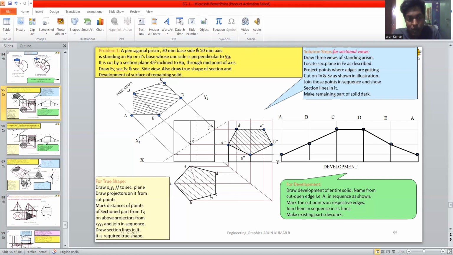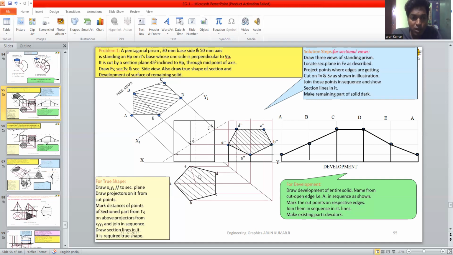Another very important given data is that it is cut by a section plane 45 degrees inclined to HP. That inclination to HP is always shown in the front view of your given solid. Also, the cutting section plane passes through the midpoint of your solid. For example, your total height of the solid is 50 millimeter, so the midpoint is exactly half of that, a value of 25 millimeter. These are the given data for your problem.